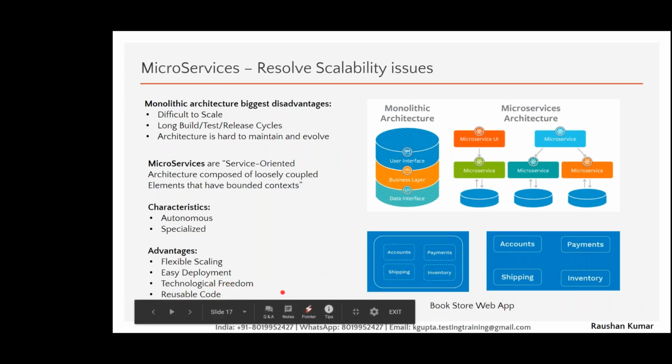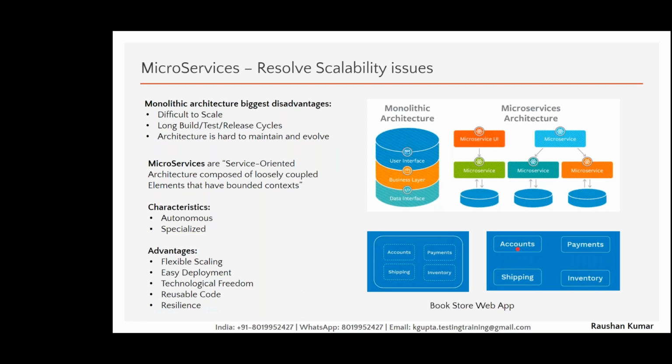Technological freedom, as I mentioned, my accounts could be in a different technology. It could be in Java. My shipping could be in a different language. It could be in Golang. It could be in Python. It depends on those things. There are various advantages of microservices architecture. That's why we are moving from monolithic to microservices architecture, and you have been hearing about this.